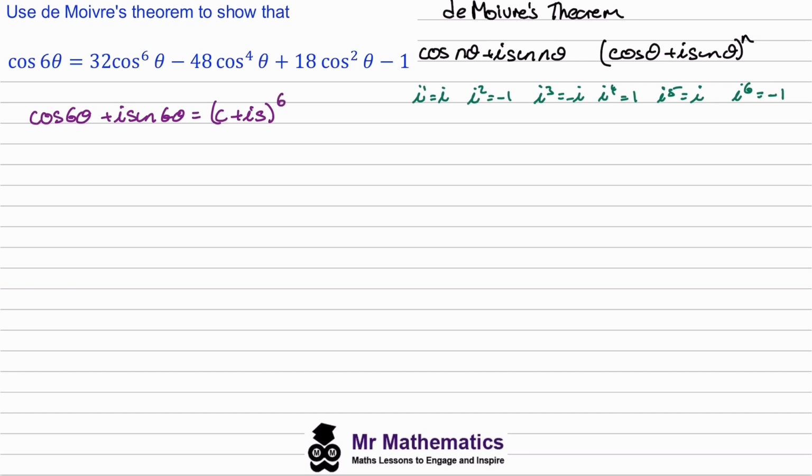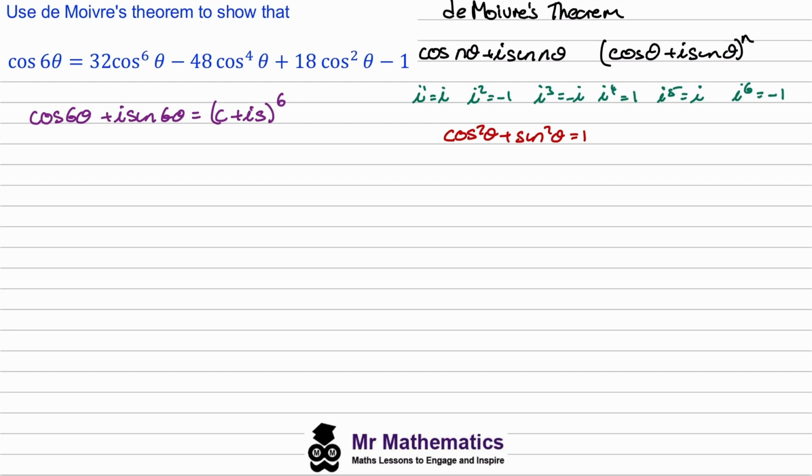So our approach will be to expand this out using the binomial expansion and then to equate the real parts. And you'll notice that on the right hand side there's no sine squared terms. So we'll use the identity that cos squared theta plus sine squared theta will equal 1. This will help us write sine squared in terms of cos squared.